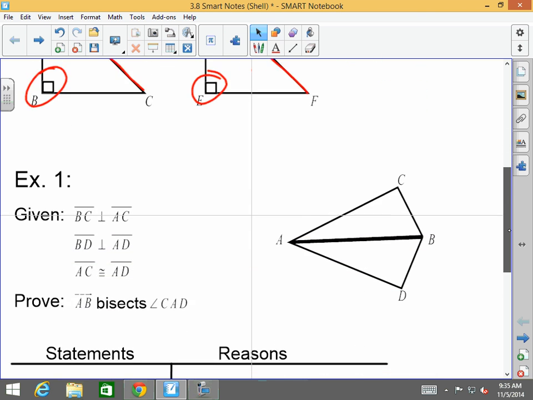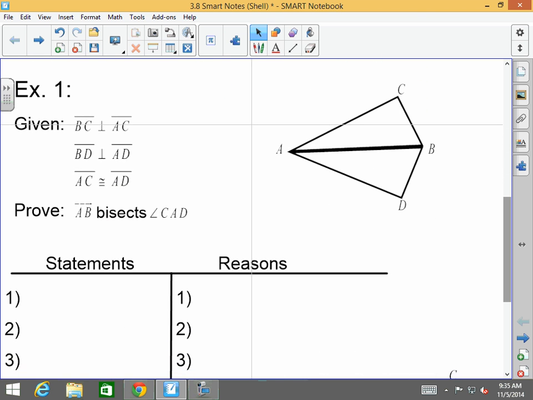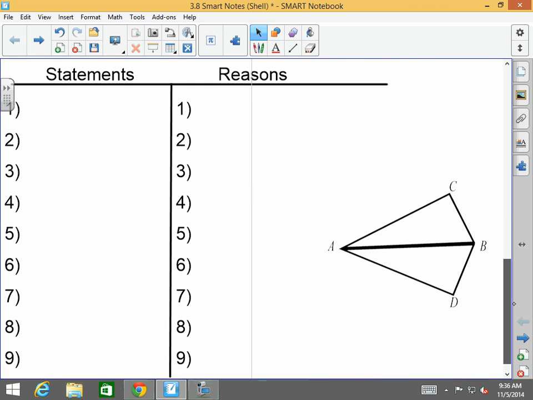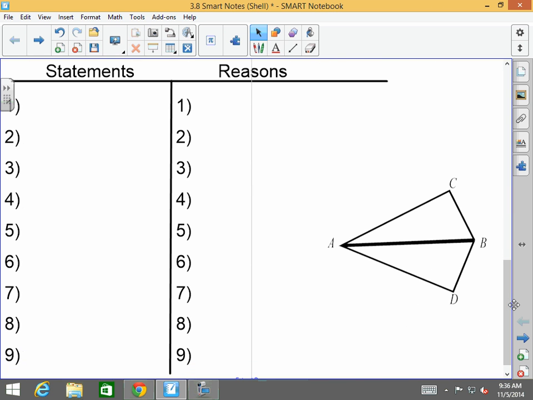All right, guys. So that's the postulate. Let's see how it works. We are given here that BC is perpendicular to AC. We have that BD is perpendicular to AD. And we have that AC is congruent to AD. I really do enjoy the way we've been doing the proofs with the figure right there to the side of the proof. I believe that it helps us out. So let's get to it.